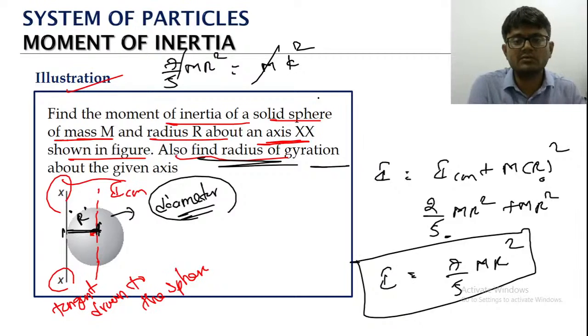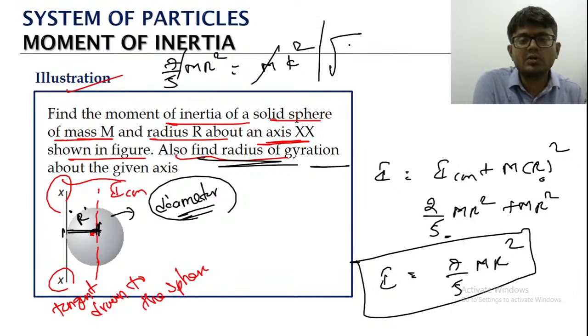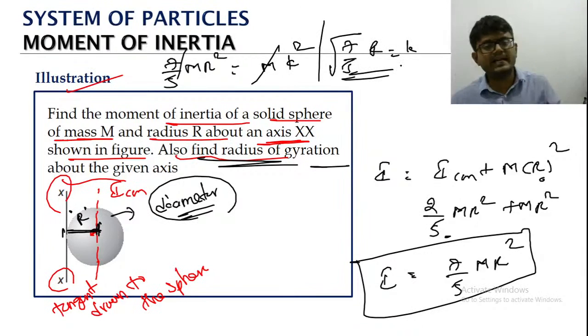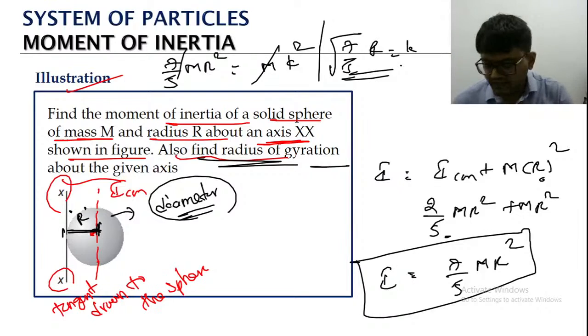Now cancel m. Take a square root. What will you get? Root of 7/5 times r. That is our k. What is the radius of gyration, guys? It will be root of 7/5 times r. Check it.